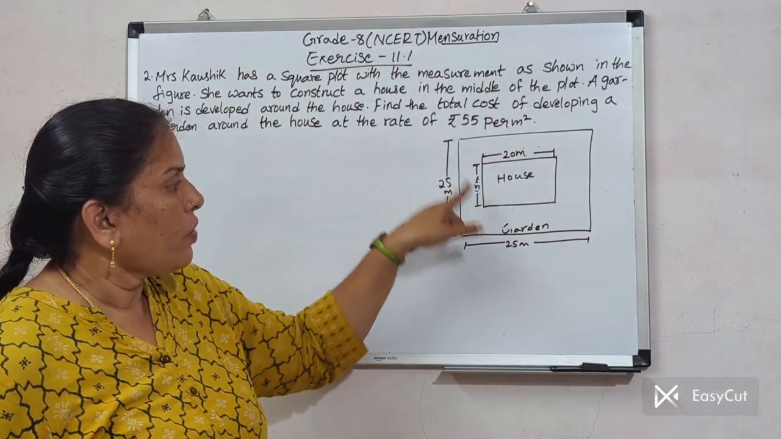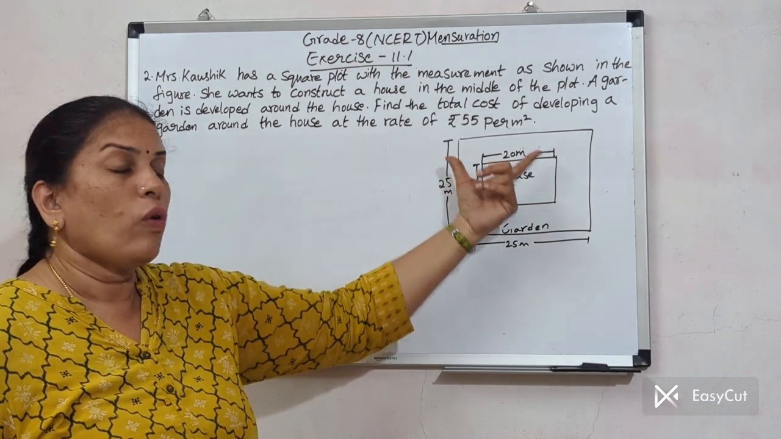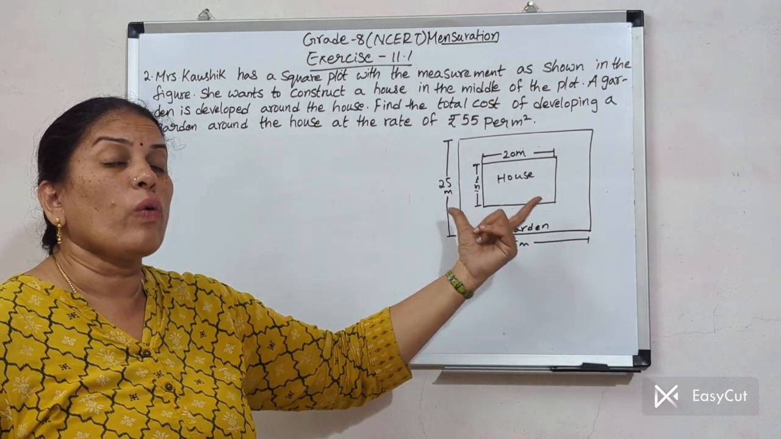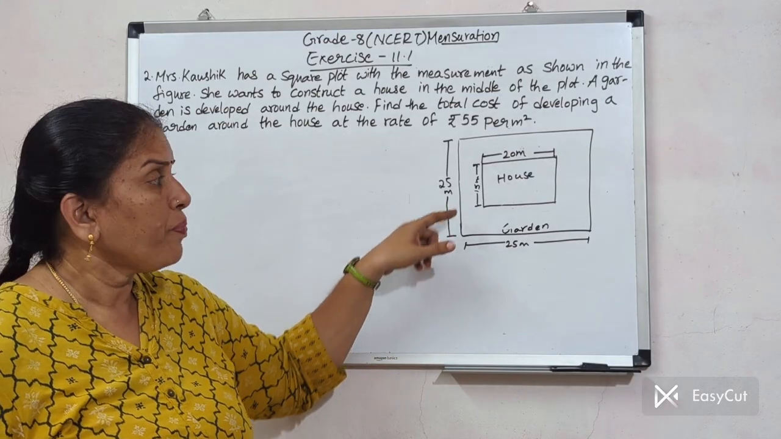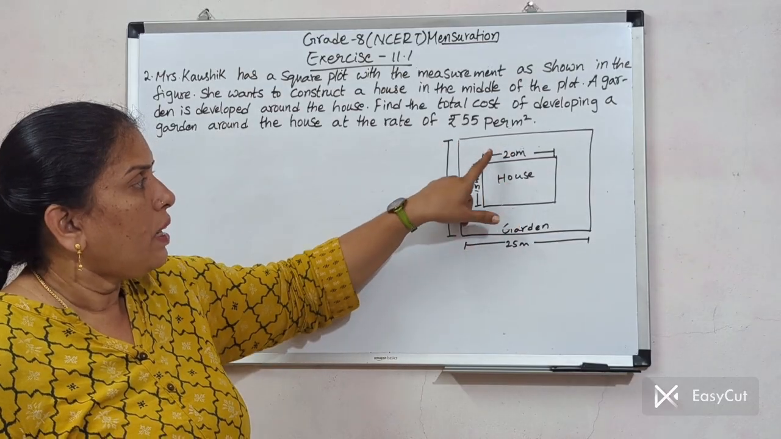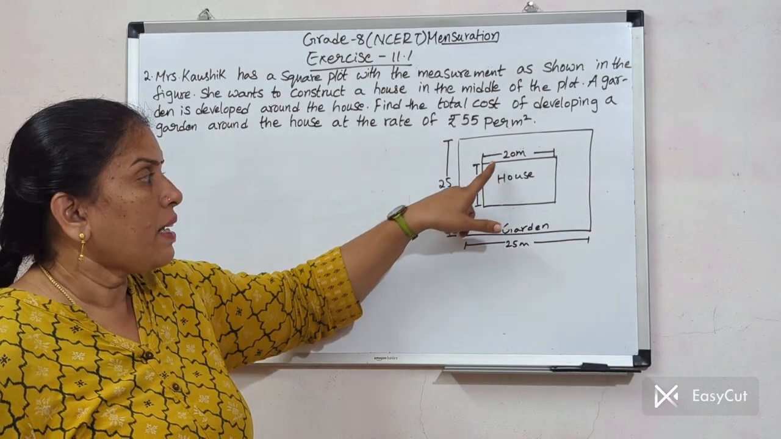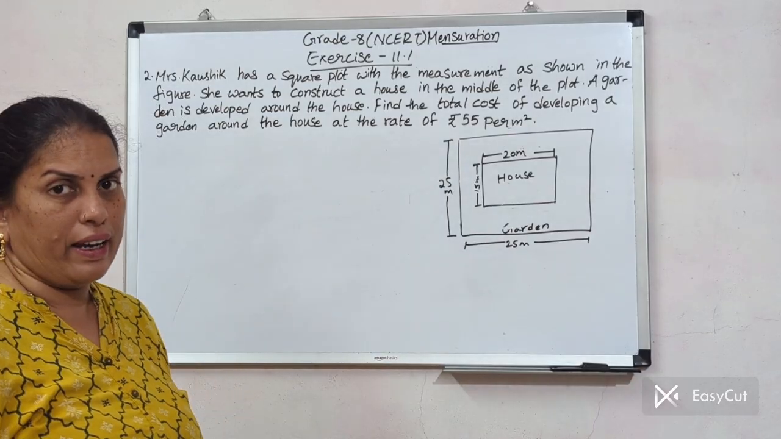In this plot, see, 25 meters and 25 meters, length and breadth. Both are the same, so what shape is this one? This is a square plot. For this square plot, they have given the side. Inside is the house. What shape is the house? Length and breadth are given, that means this is the shape of a rectangle. The house is in the shape of a rectangle.